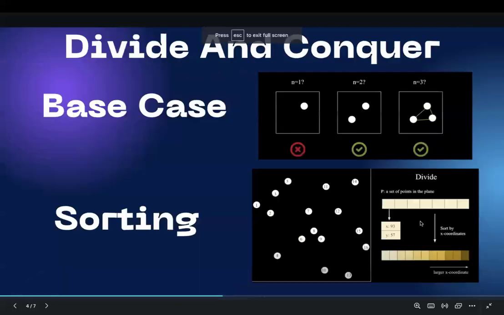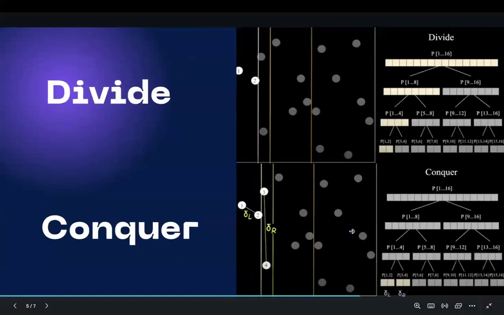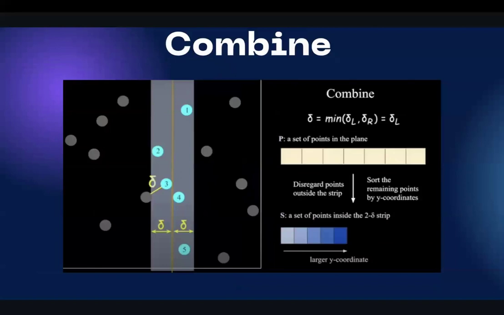Coming to the next approach, that is the divide and conquer approach. In this approach, we have a base case. If n is less than or equal to 3, we directly apply the brute force algorithm. And next, if n is greater than 3, then we first sort the x and y coordinates. Next, the divide step: we need to divide until the base case. In conquer, we have delta L and delta R.